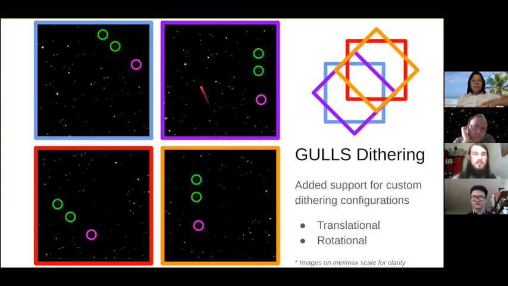And so this is reflected in dithering, where if you look, for instance, between the blue and red frames, we see that it's the same field, but captured with a translational offset. You can see for reference the same constellation highlighted in all 4 images. Additionally, we have a rotational offset between the blue and purple frames.